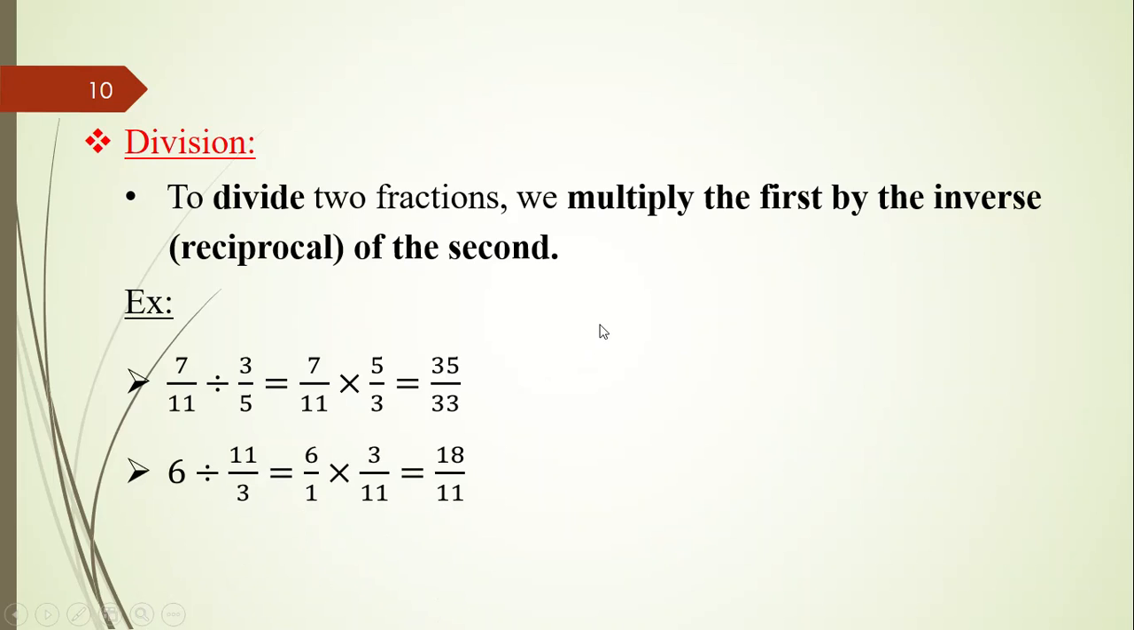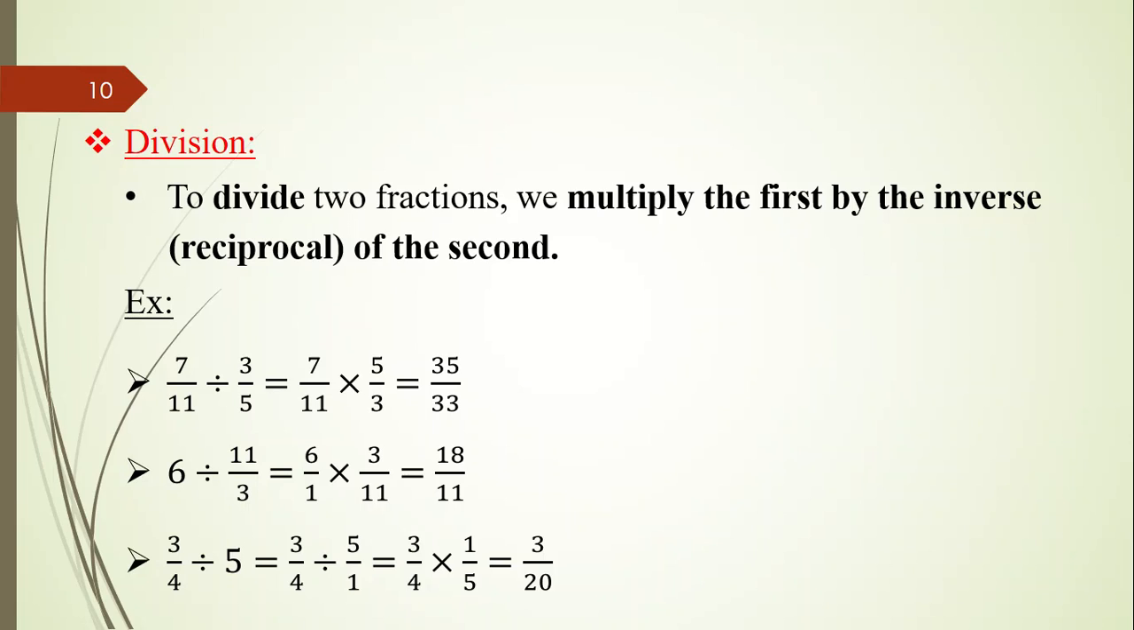Another example, 6 divided by 11 over 3. 6, it's 6 over 1. Instead of divide, we write multiply, and we inverse the second fraction. So instead of writing 11 over 3, we write 3 over 11, and we multiply the numerator by the numerator and the denominator by the denominator. It's 18 over 11. 3 over 4 divided by 5, it's 3 over 4 divided by 5 over 1.